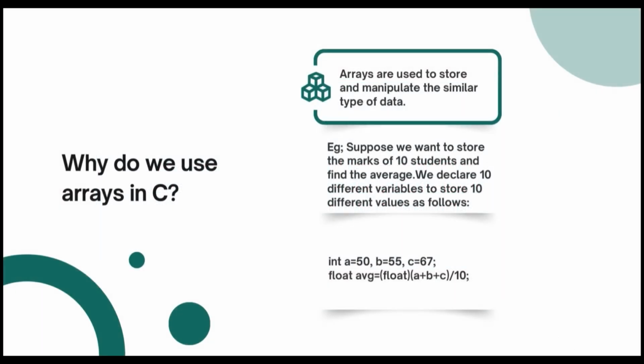Next, why do we use arrays in C? Arrays are used to store and manipulate similar types of data. For example, suppose we want to store the marks of 10 students and find the average. We declare 10 different variables to store 10 different values as follows. So instead of doing it like this, let's see how an array works using a small example.